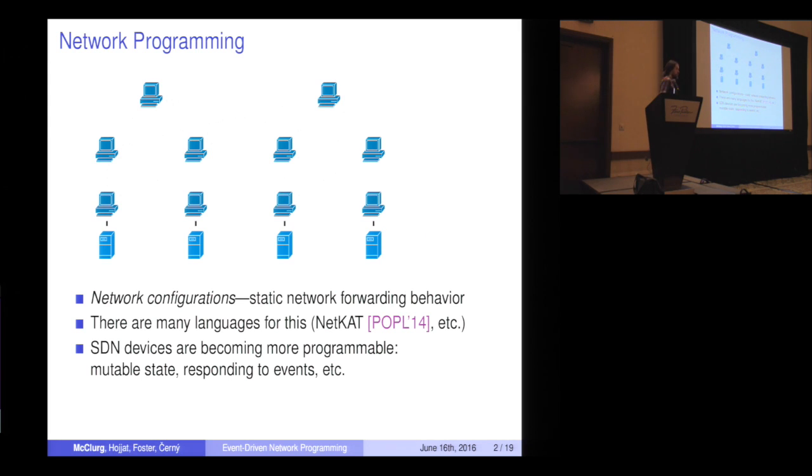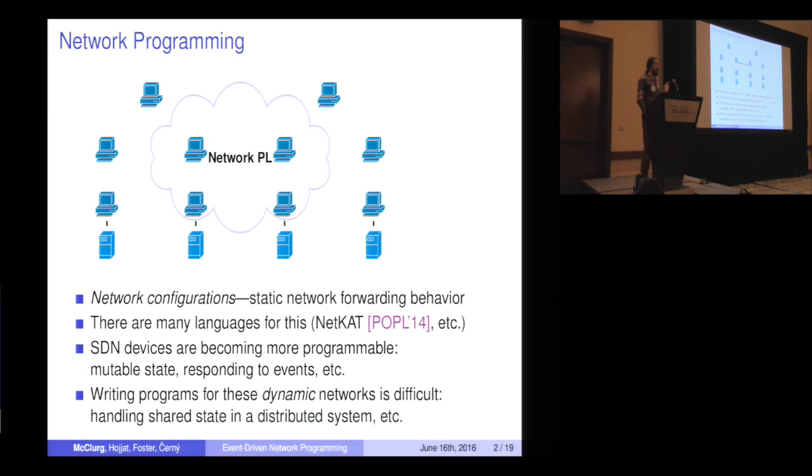But there's a recent trend in SDN, and that is that devices are becoming more programmable. Rather than just having a static set of rules on each device, you might have mutable state that can be changed, particularly state that can change in response to various types of events in the network. As you might notice, writing programs for these dynamic networks is harder than the static case, because now we have a distributed system, and we have to deal with things like handling state across distributed nodes.